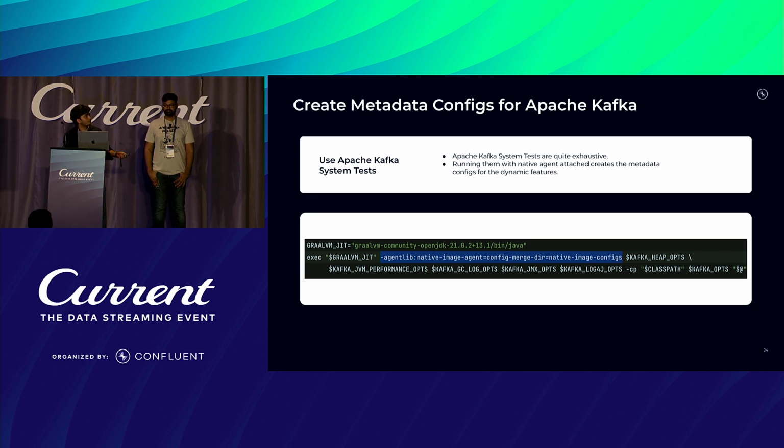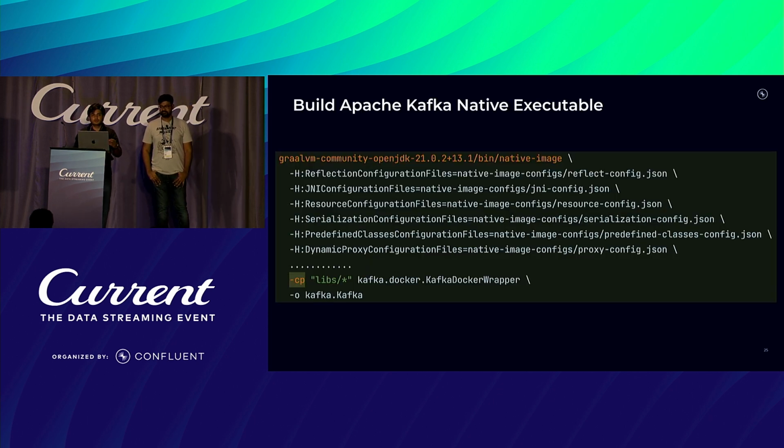Once the system tests are done, it will generate a bunch of files in the format that the native agent requires. Once it is created, we just have to provide those configuration files during the building of the standalone native executable. You can see that here we are providing reflect-config.json, jni-config.json. These files were all created when the native agent was attached while running the system tests. So this is how we are handling the dynamic features of Apache Kafka here.